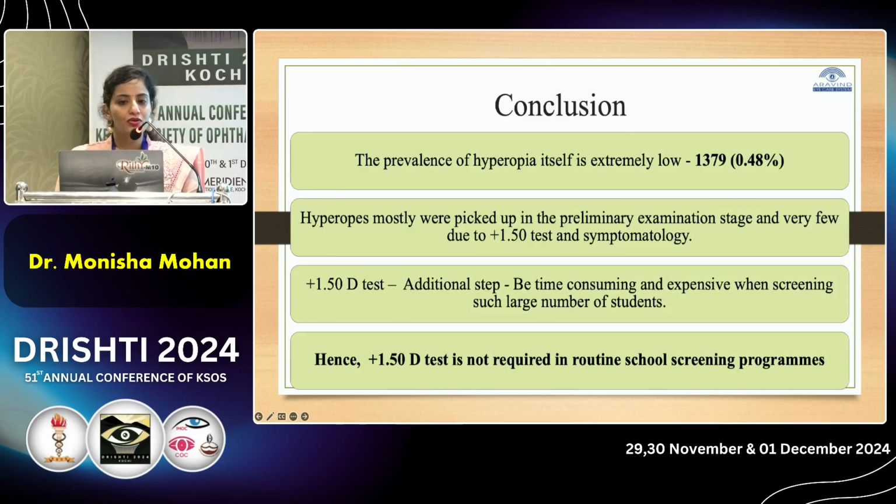So to conclude, the prevalence of hyperopia itself is extremely low, 1,379, that is just 0.5%, and hyperopes mostly were picked up in the preliminary examination stage itself, and very few were due to the 1.5 diopter test and symptomatology. So the 1.5 diopter test is nothing but an additional step which could be time consuming and expensive in screening such large numbers. Hence, it's not a required step in routine school screening programs.